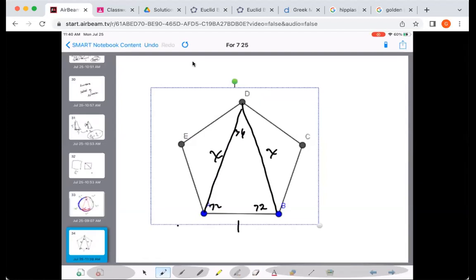Now, without trigonometry, it's really hard to answer this question. But it's possible. Step 1, make an angle bisector through this angle.